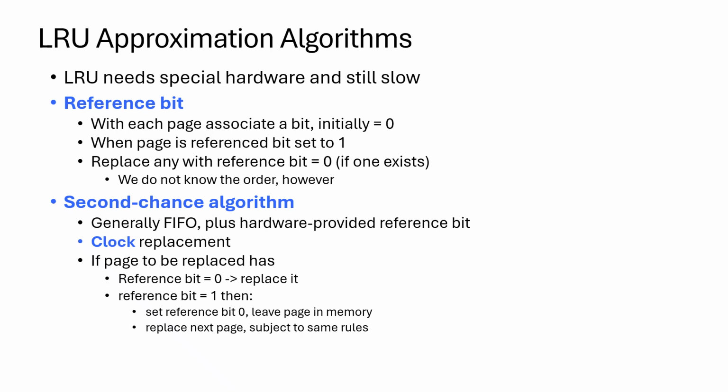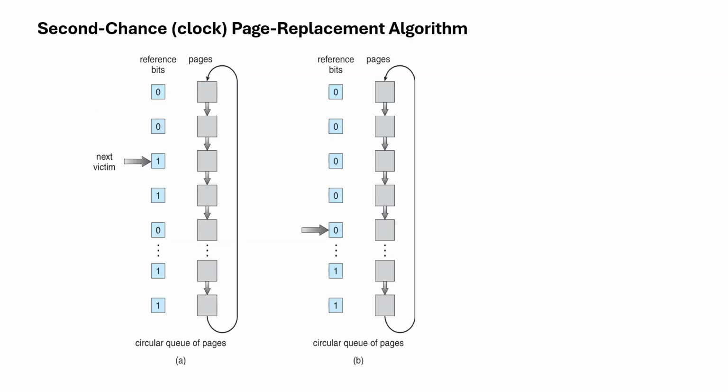Then LRU approximation algorithms: we have the reference bit and the second chance algorithm. The reference bit: each page is associated with a bit, initially 0. When a page is referenced, the bit is set to 1. Replace any page with reference bit equal to 0. For the second chance algorithm, use the clock. The page to be replaced: if its reference bit is 0, replace it. If it is 1, then set the reference bit to 0 and leave the page in memory. Replace the next page, subject to the same rules. So this is the second chance page replacement algorithm.